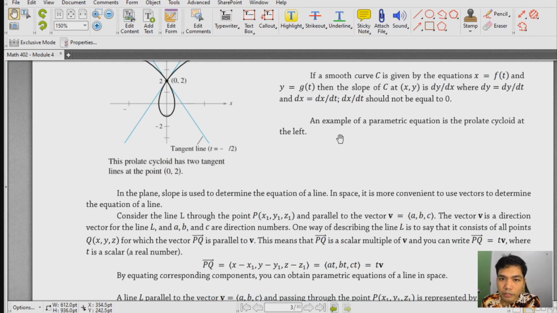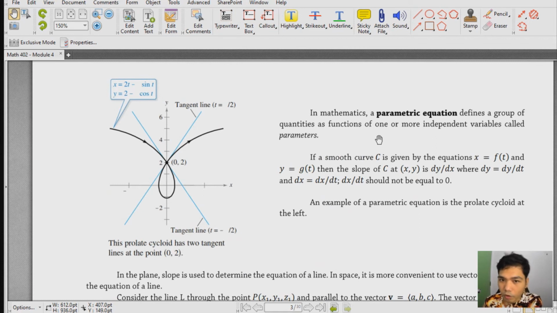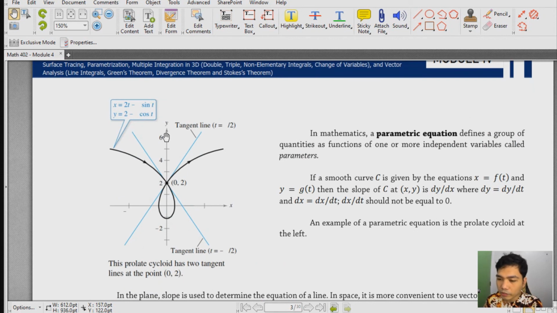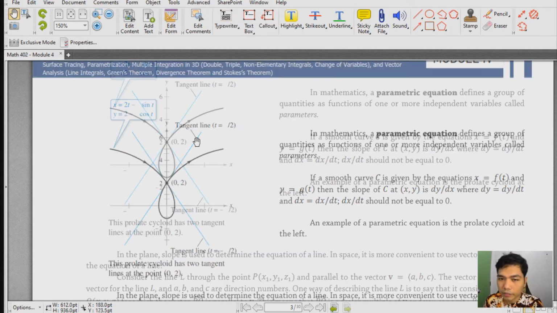Now from this part, sabi dito, a parametric equation defines a group of quantities as functions of one or more independent variables called the parameters. So if a smooth curve, this is the smooth curve C, is given by the equation x equal to f(t). So meron tayong x dito, and then nakita nyo naman na the variable is t. We also have the y, which is in terms of t din. So the derivative, of course, is still dy over dx. So the parametric equation can be written in a sense na pag meron kayo x and y and then gusto niyo na siyang magkaroon ng isang variable, represent natin siya as isang variable, then that's just the parametric equation.